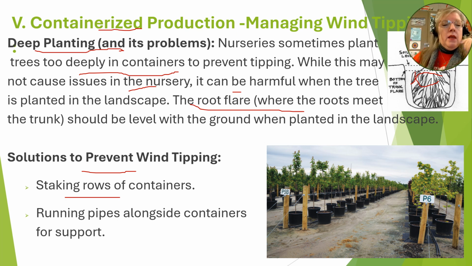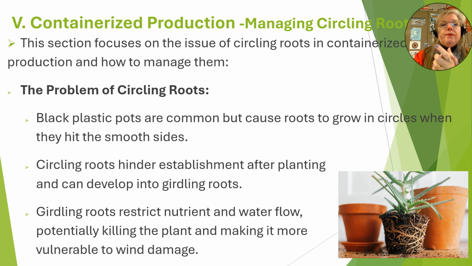Sorry about that. Stacking the rows of containers and running pipes alongside for support. So they have these wooden planks here in the ground, and then they have wire or rope or something going along between here. It looks like maybe landscape rope, I don't know, but to help hold them up to keep them from tipping over. Okay, so you got to do something to prevent that.